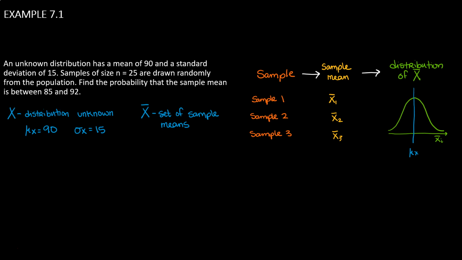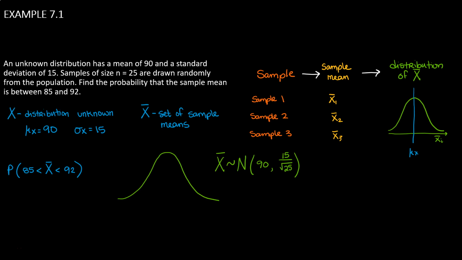We are interested in calculating the probability that a sample mean from this data set is between the numbers 85 and 92. So we're looking for the probability that capital X bar is somewhere between 85 and 92. To answer this question, we'll start by finding the parameters for the distribution of capital X bar, the set of sample means.